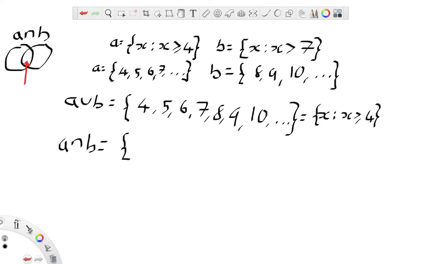So is 4 in A and B? No, it's only in A. Is 5 in A and B? No. Is 6 in A and B? No. Is 7 in A and B? No. Will 8 be in A? Well, yeah. Is 8 in B? It is. So we can have 8. Will 9 be in A? It will, and it's obviously in B. Will 10? Yeah. Will 11? Yep, so you get the picture.